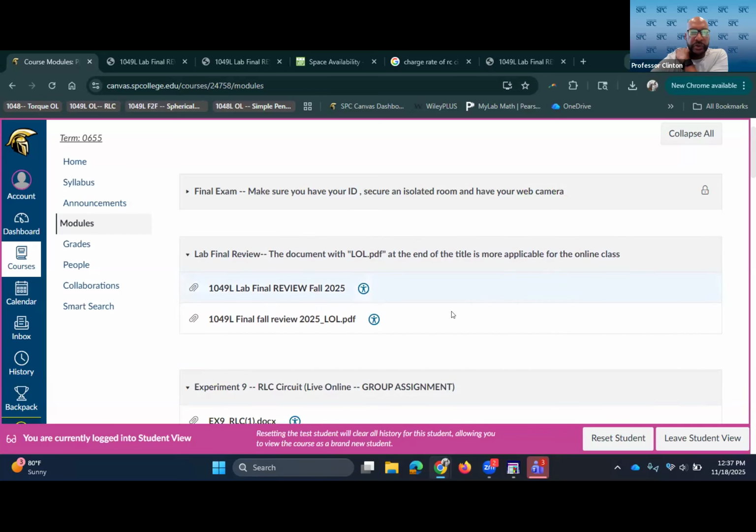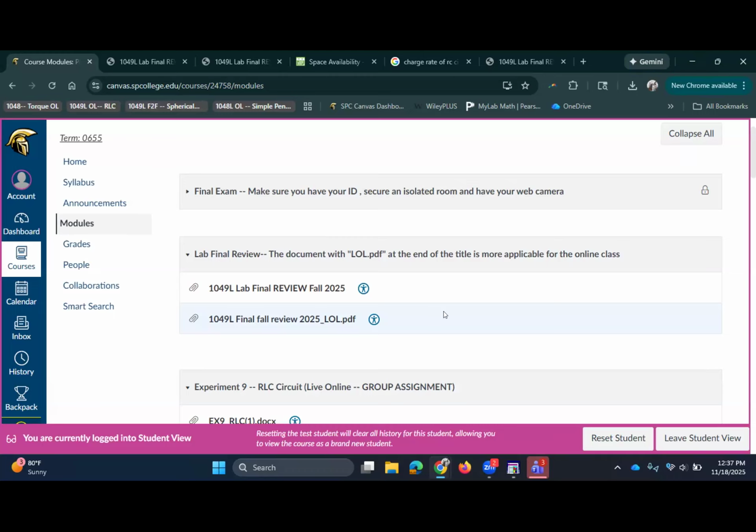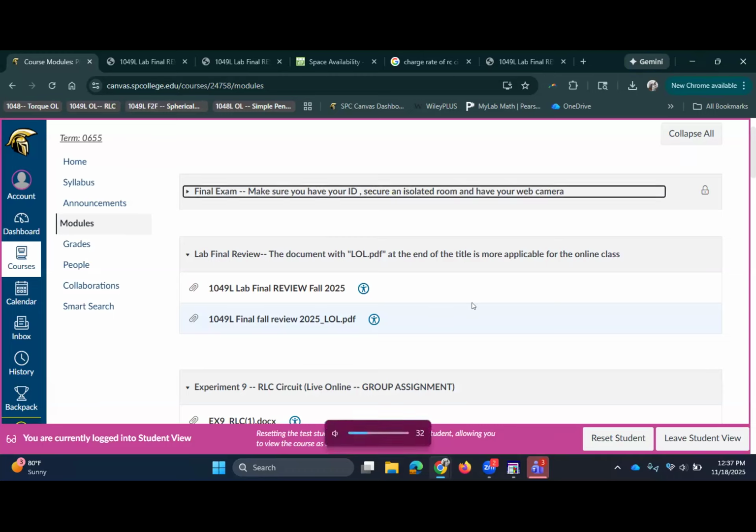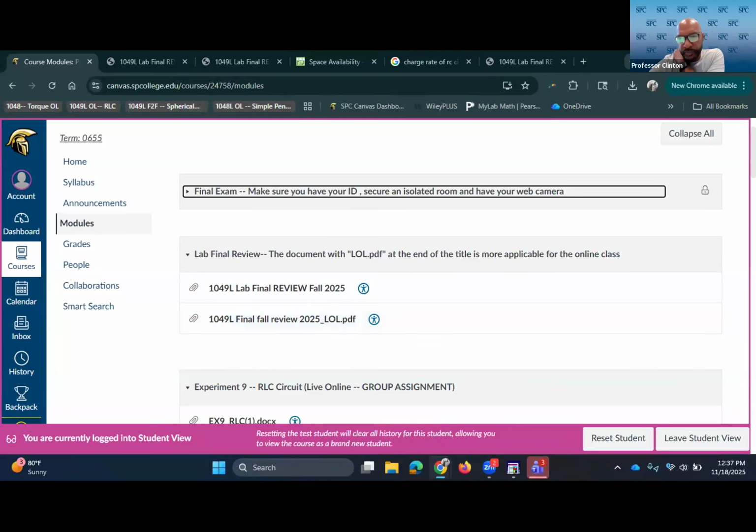I don't have a visual on you, so if you have any questions, I think you can raise your hand using the button or unmute your mic. Are there any questions at this point? Does it have to be your student ID? No, it just has to be a picture ID. Okay. Any other questions?